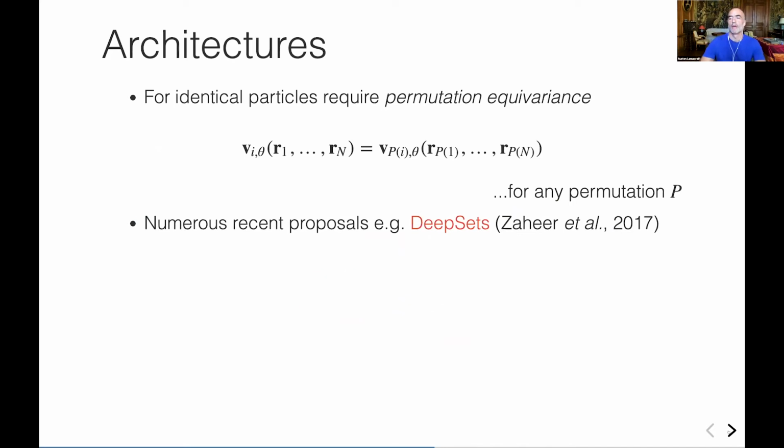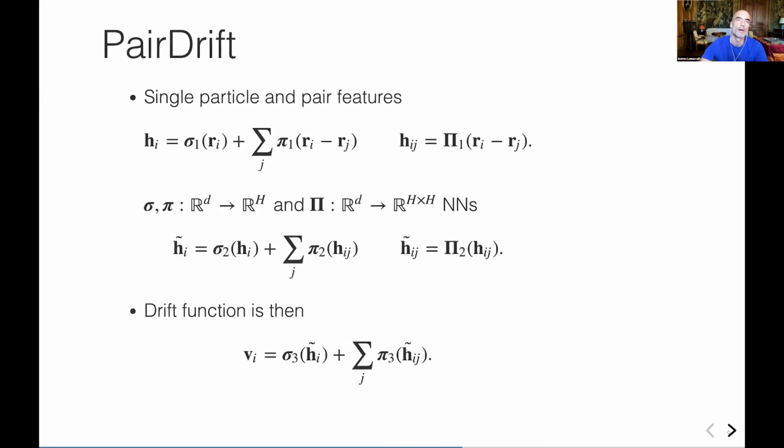Now, if we're dealing with many identical particles, we've got an additional structure we want to build into the system, and namely that's permutation equivariance. In terms of the drift function, that means that if I permute the positions of the particles, then I'm going to permute the drift velocities assigned to each particle in exactly the same way. In recent years, there have been a number of ways suggested of doing that. One was called deep sets, from a few years ago. The way that we found works best is based on single particle and pair features, and it looks like this.